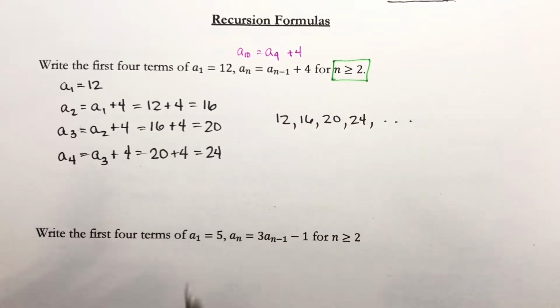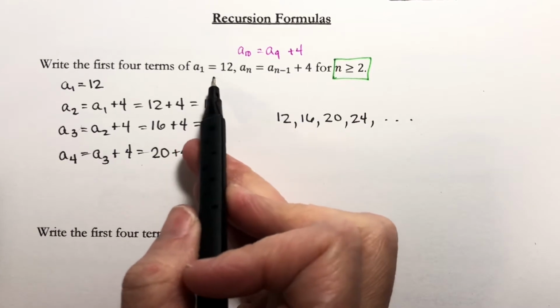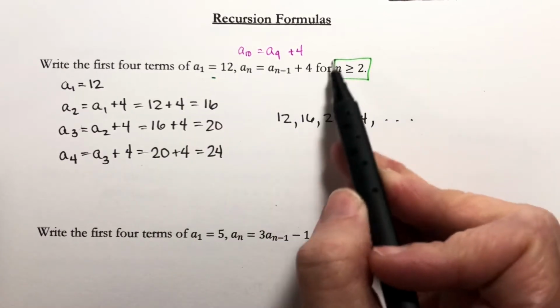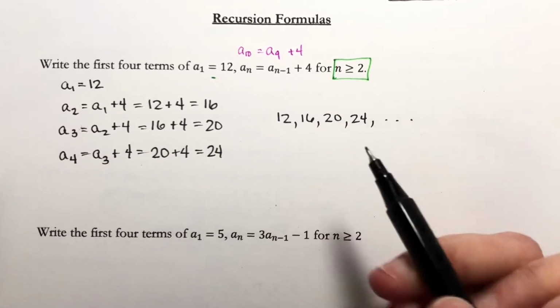Now the one part of this recursion formula that I didn't talk about was right here. And that's because we're only allowed to plug in numbers 1 through whatever, only integers, only positive whole numbers. But we can't plug in 1 because it's given to us. So this is just saying that the first number we're plugging in is 2, because that's the first one. We don't know A2. That's the first one we don't know.